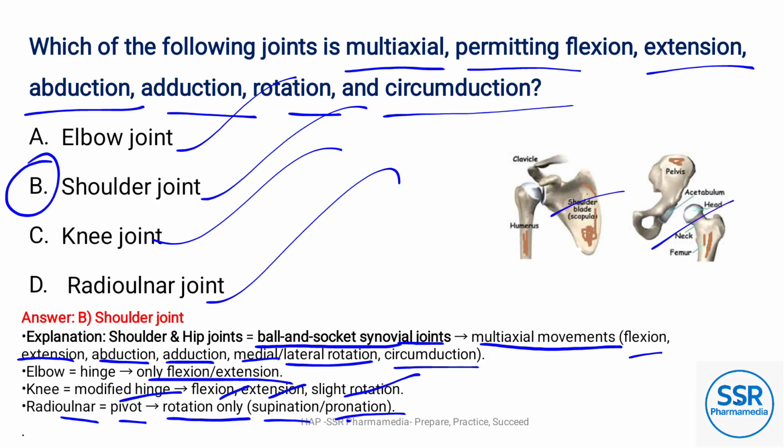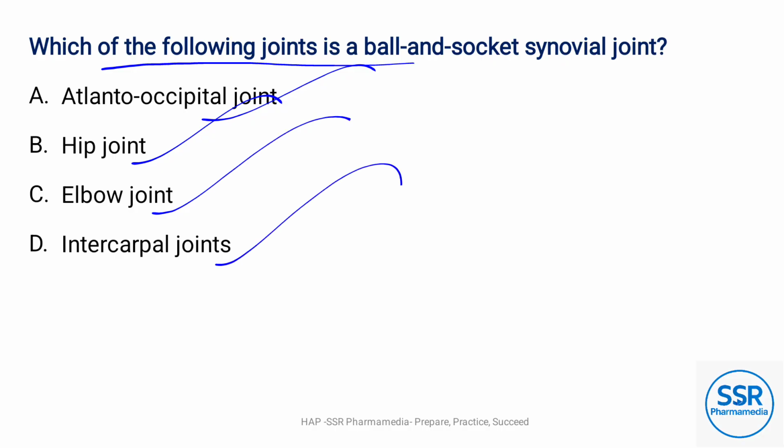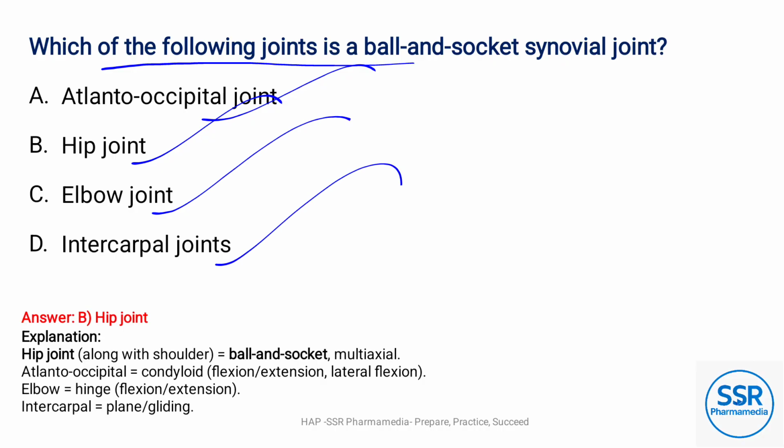See these joints. Next, which of the following joints is a ball and socket synovial joint? Option A, atlanto-occipital joint. Option B, hip joint. Option C, elbow joint. Option D, intercarpal joints. So the answer is B, hip joint. The hip joint, along with the shoulder joint, is a ball and socket joint. Multi-axial movement is present.